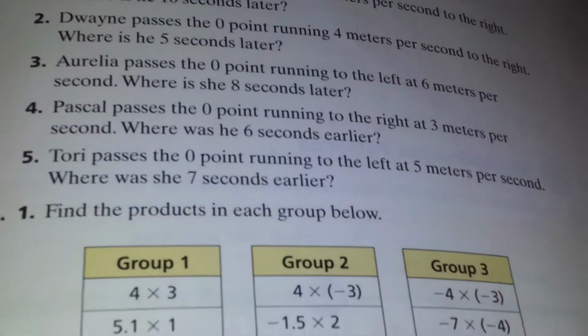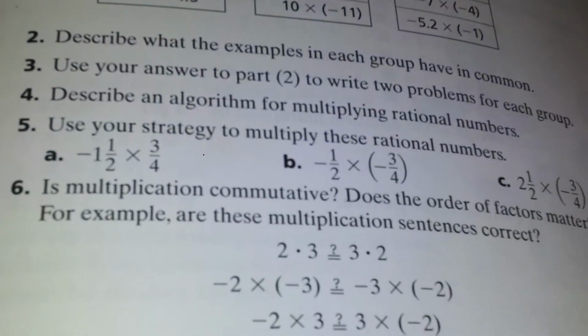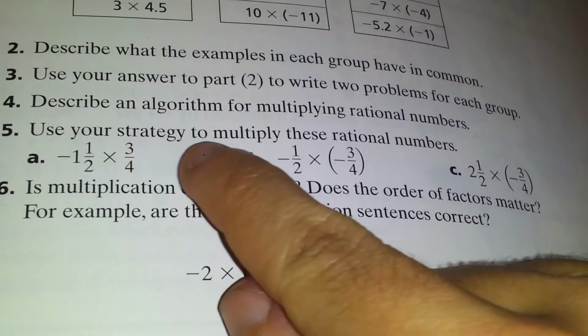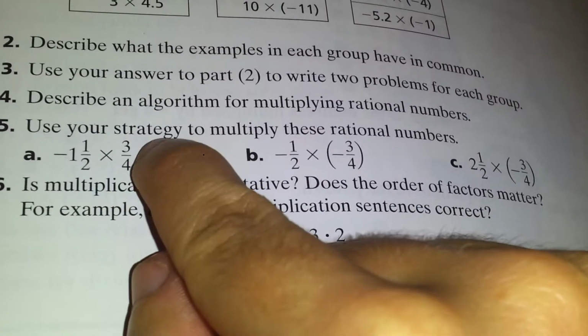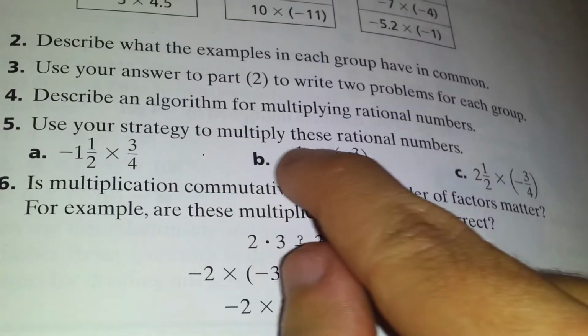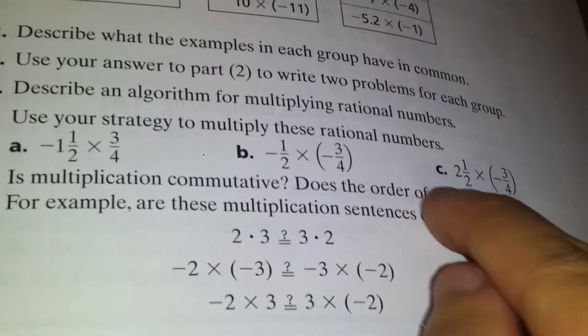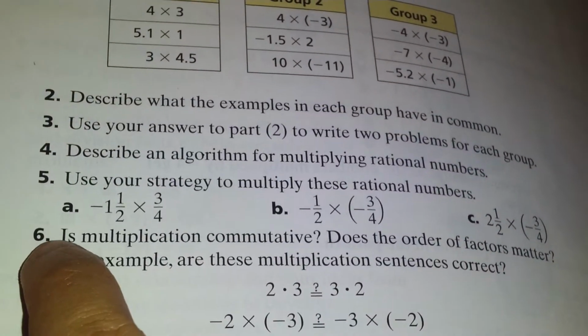We're all done writing our algorithm now. We're almost to the end, we just have 5 and 6 left. We're going to use our algorithm, our strategy, that's another synonym for algorithm, to multiply these rational numbers. Yikes! Do you remember how to multiply with fractions? We'll review it. 5a is negative 1.5 times 3/4.